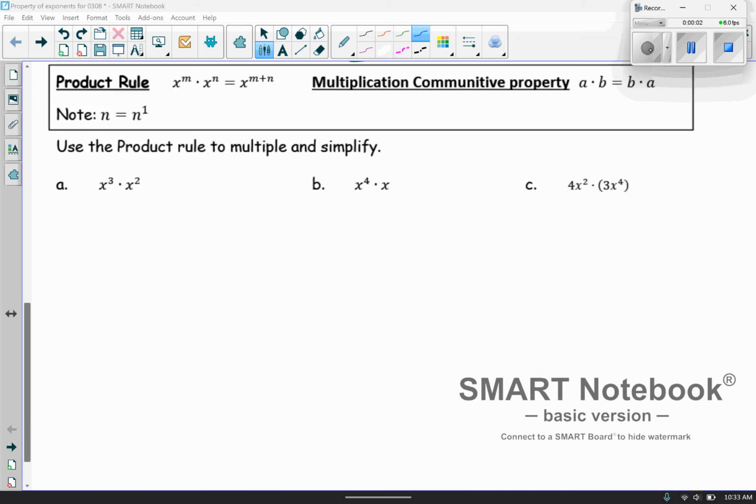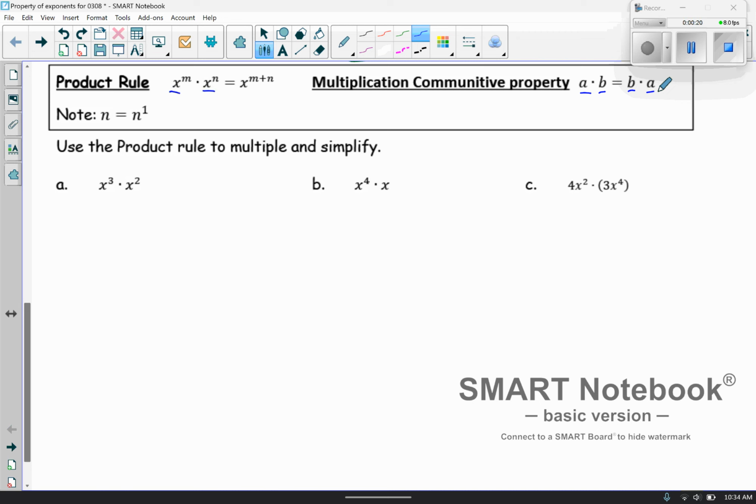All right, now we're going to look at the product rule. So right here, if you have a common base, in this example it's x, and then our powers are m and n, you're actually going to add the powers, okay? And then also just a quick note, multiplication is commutative, so if we do want to switch the order that we're applying the multiplication, you can.